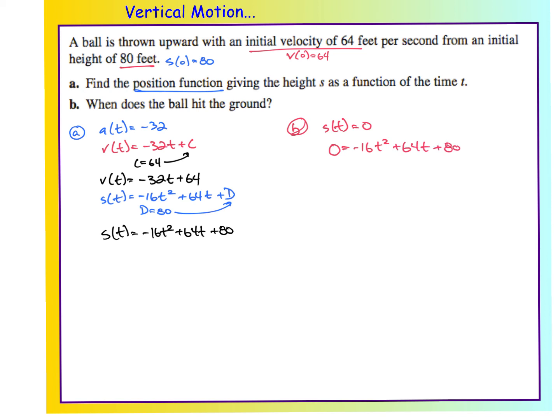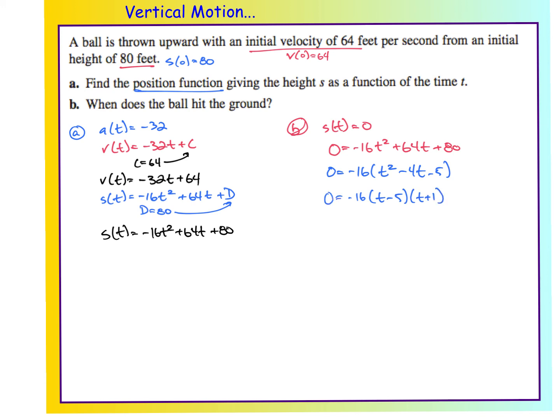Now, this one's really nice. I don't even need a calculator for it. I have a quadratic. What could I do to that? Factor it. This one actually works nicely. So what could we factor out? Negative 16. So now I have t squared minus 4t, and then not plus, but minus 5. All right. So now I have this really simple quadratic, and what does that factor to? t minus 5 and t plus 1.